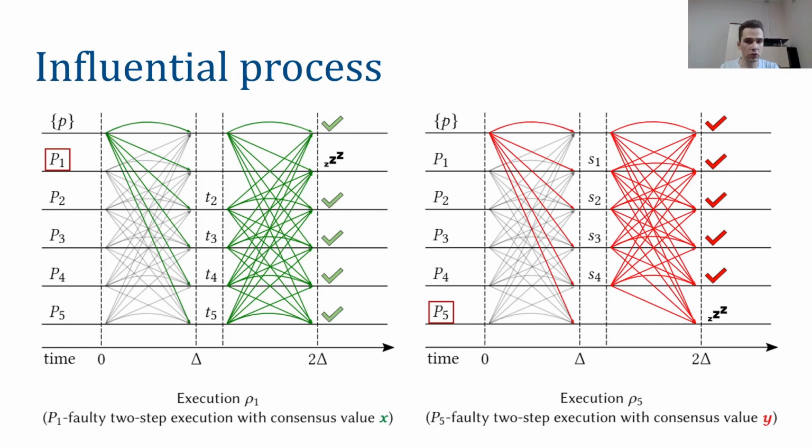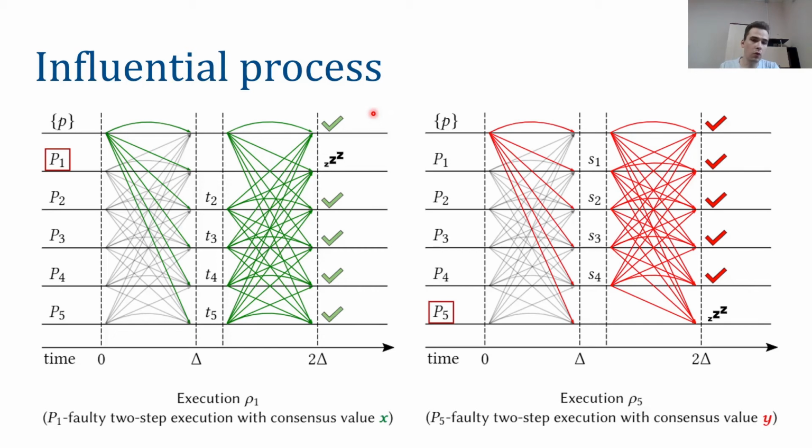Here is an illustration of two such executions. Row 1 is a P1-faulty two-step execution with consensus value x. This means that all processes, including the Byzantine ones, are active during the first round of the protocol, but the group of processes denoted as P1 are Byzantine and become silent in the second round. Everyone except the processes in P1 decide value x after the second round of message exchanges, which is represented by the green ticks.